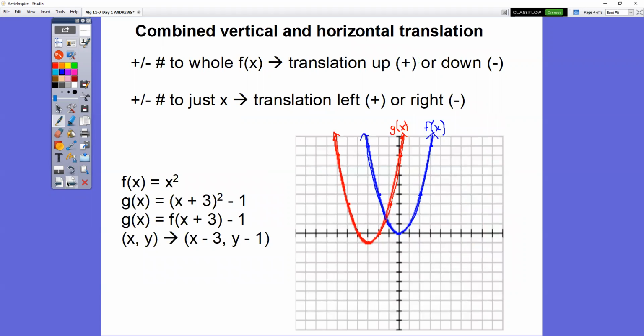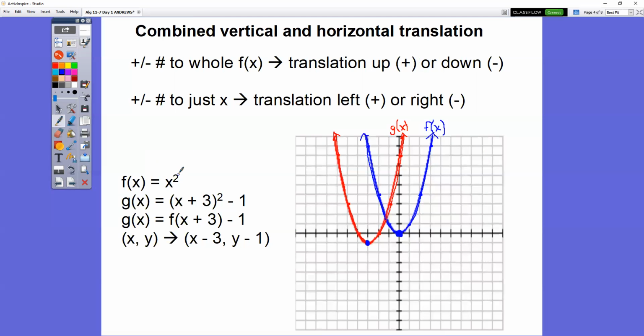Now, the ones that move a combination of things. Take a look at what this graph is doing. Our original one is the blue. So we originally start off at 0, 0 here with our vertex. Notice that we are going 1, 2, 3 to the left, and we're going down 1 to get to here. So 3 to the left and down 1.